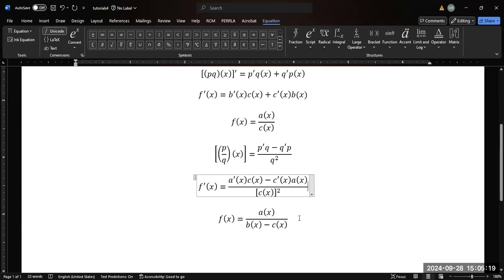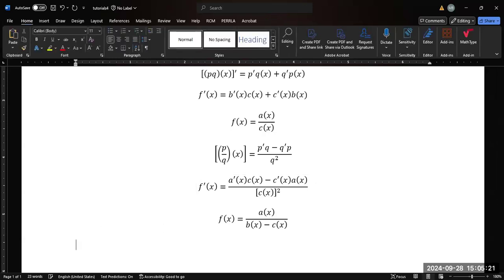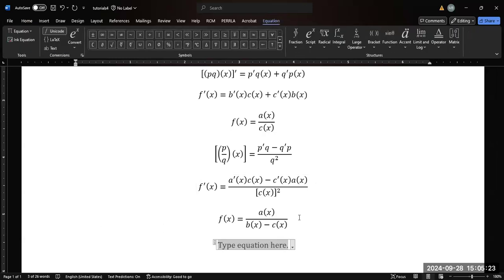And then finally, this one looks a little bit more involved, but it's still basically just a quotient rule. The only difference here is we have subtraction in the denominator. We cannot split a fraction on subtraction in the denominator. We can split it in the numerator, but we can't do it in the denominator. So our Q function in this case is B of x minus C of x, and that's fine.